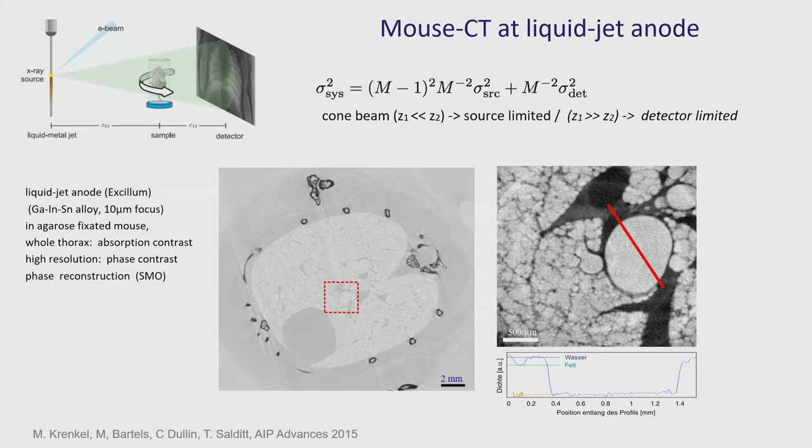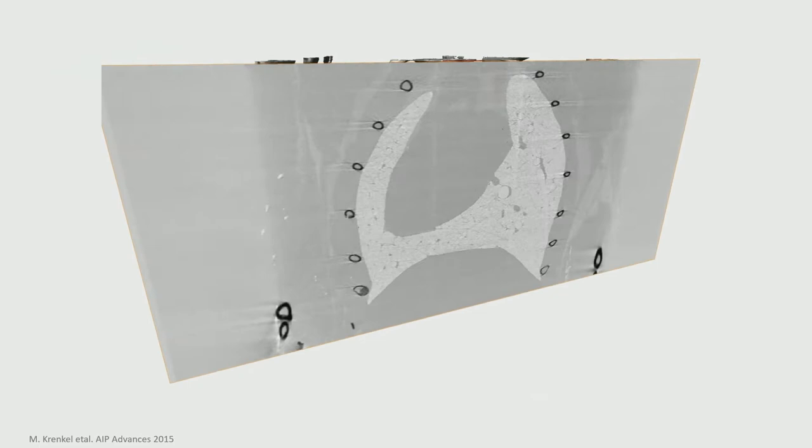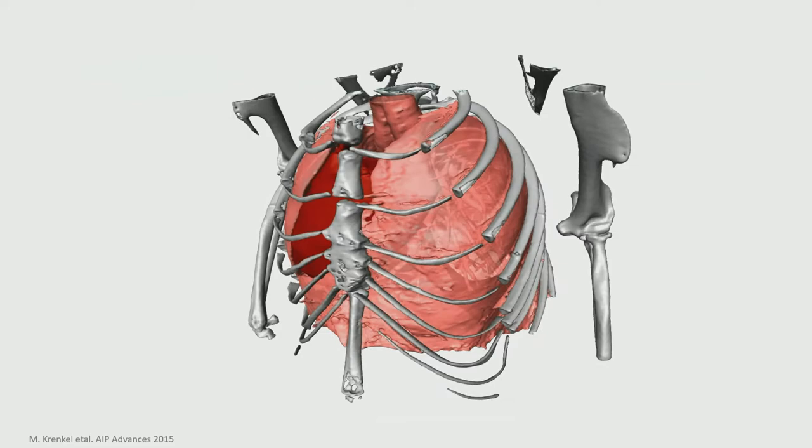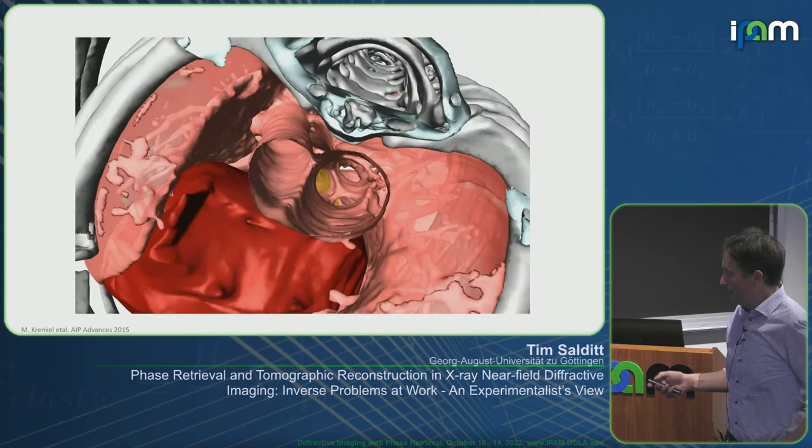And only if we really apply some sort of phase retrieval, we get now very good gray values, and we can see that we can work our way forward, where we have a larger whole chest overview of the mouse in absorption contrast. But then, if we go into the measured region of interest down here, the large airways and bronchi, we can see that we have some region at high resolution.